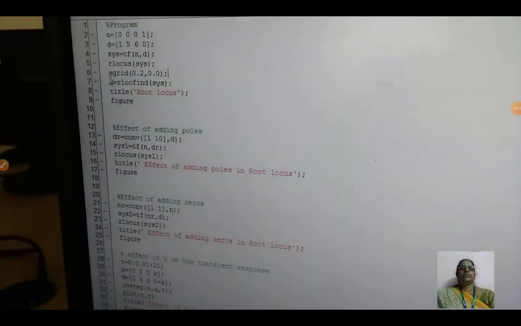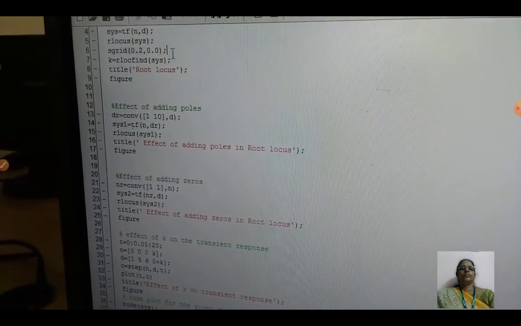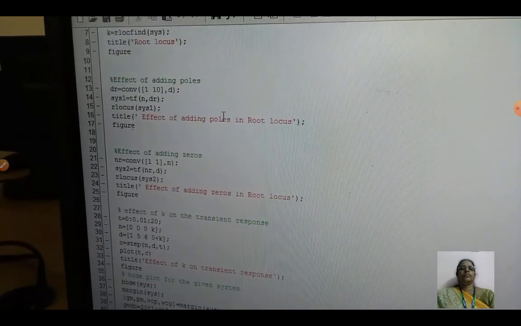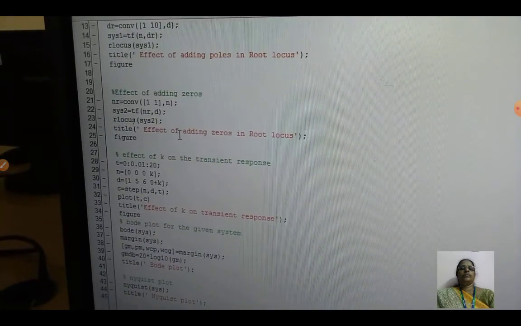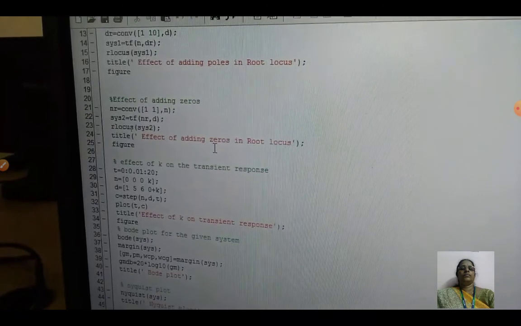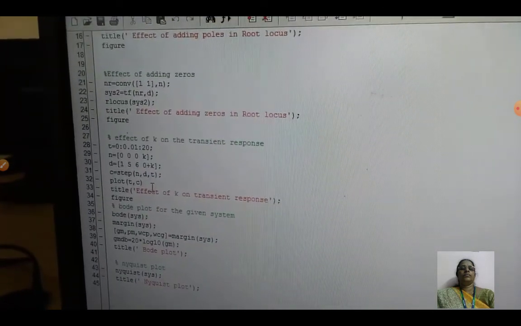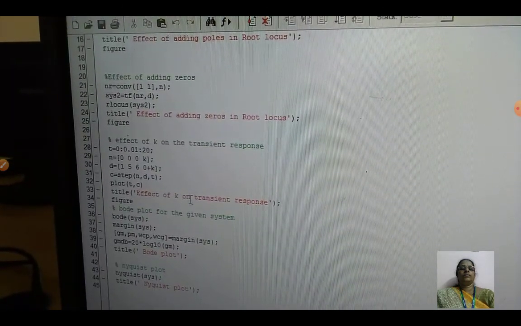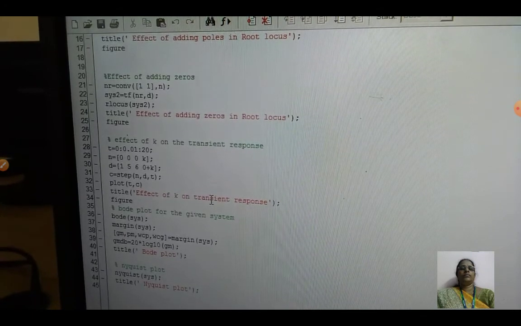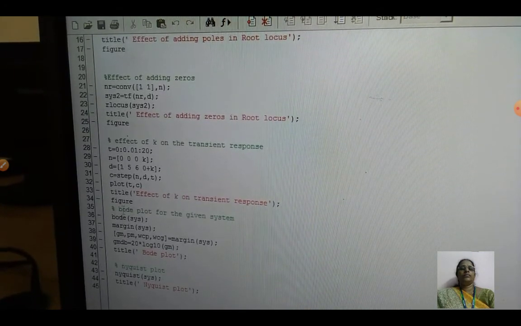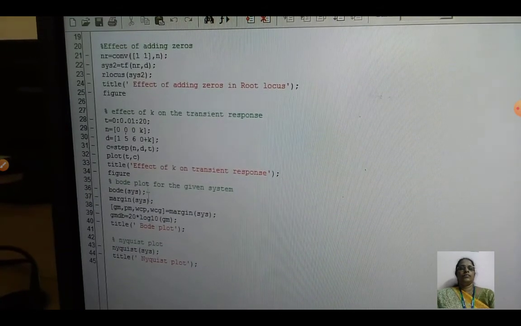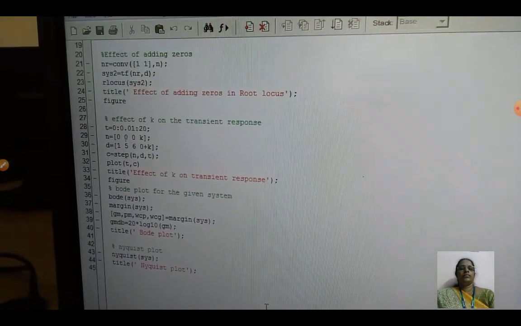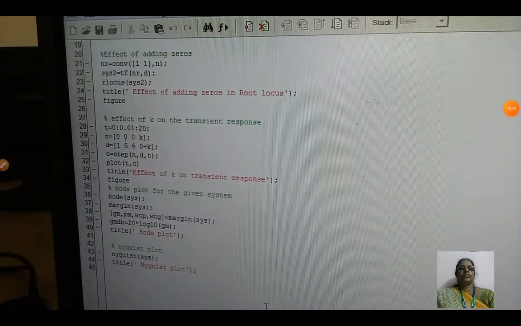This is the root locus, the first output. The second one is the effect of adding poles, which is another output. The third one is the effect of adding zeros in the root locus. The fourth one is the effect of loop gain on the transient response of our open loop transfer function. Next we are getting the Bode plot. Then this is the comparison of the Bode plot and Nyquist plot.